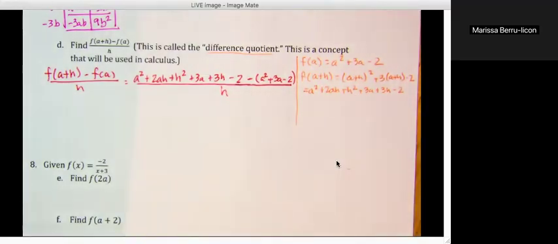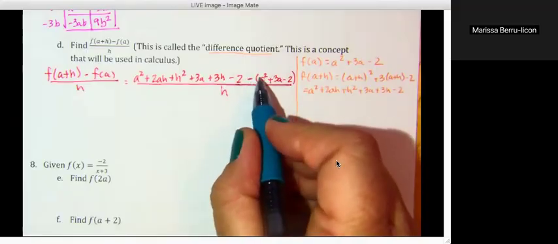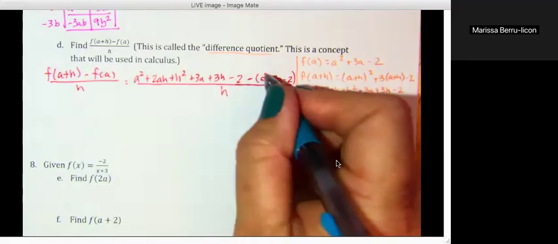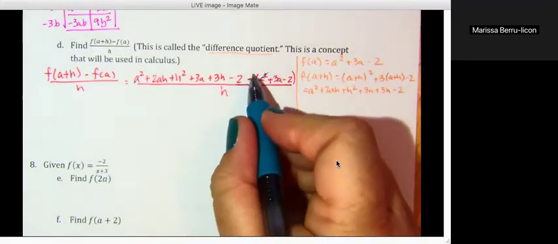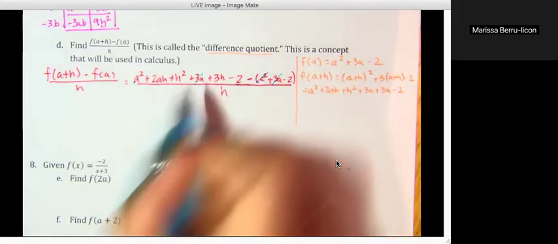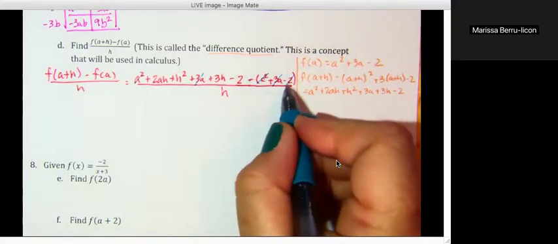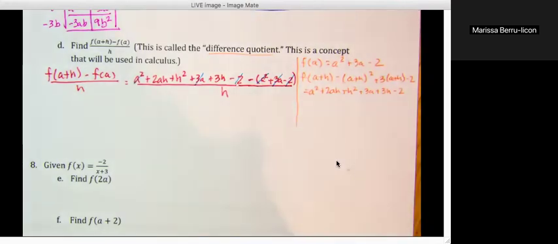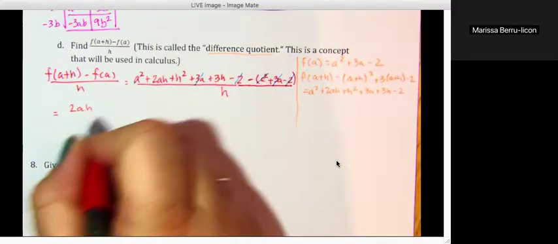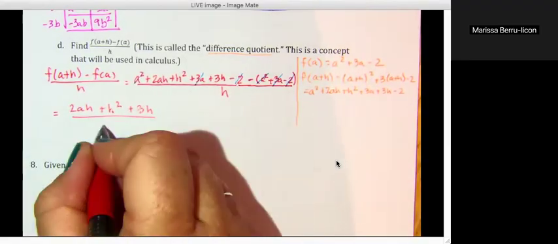Now, hopefully you're noticing here that there are some terms that are going to cancel out. When I distribute that minus sign, I end up with negative a squared. Well, negative a squared and positive a squared will cancel. When I distribute this negative to the 3a, that becomes negative 3a and a positive 3a, and those will also cancel. And when I distribute the negative to the 2, that becomes a positive 2. Positive 2 and negative 2 also cancel. So let's simplify what we have so far. I have 2ah plus h squared plus 3h all over h.